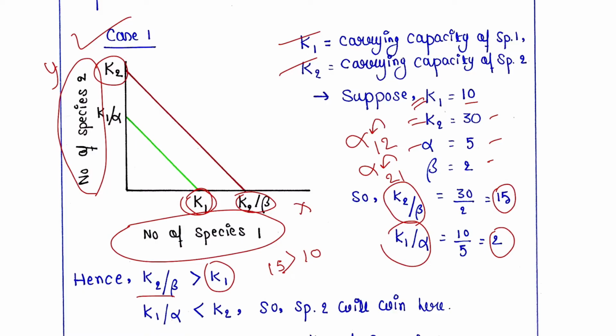Again, K1 by alpha is equal to 2. It is less than K2. K2 is 30, so 2 is less than 30. Hence, I have written K1 by alpha here and K2 is here, because K1 by alpha is less than K2. Is this clear from the calculation?